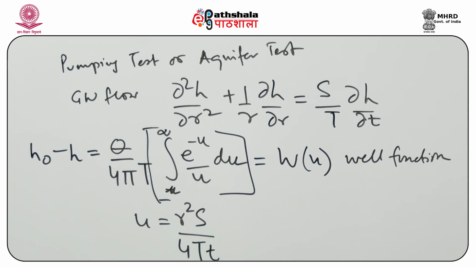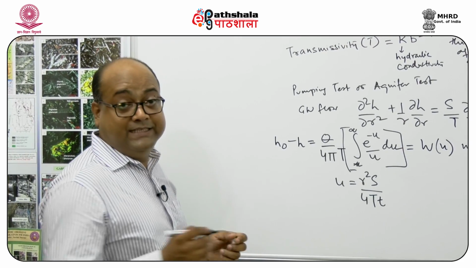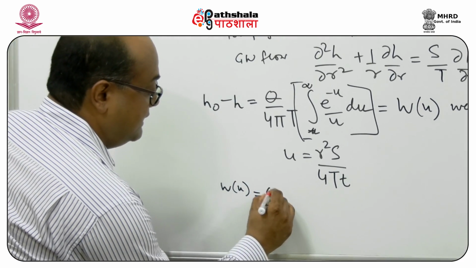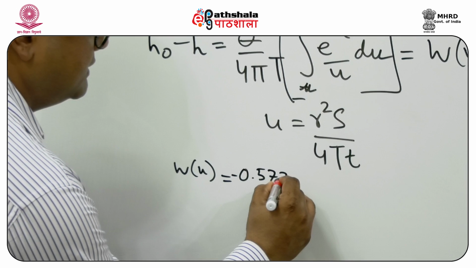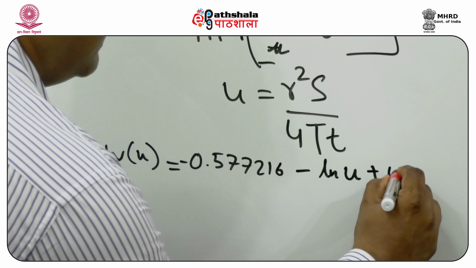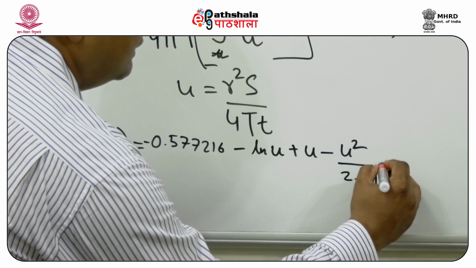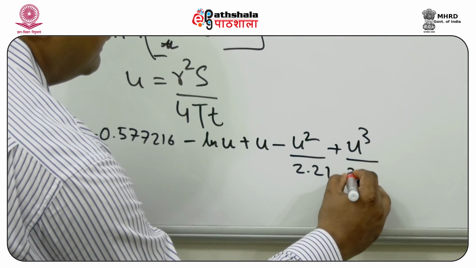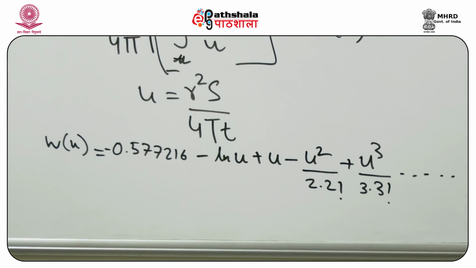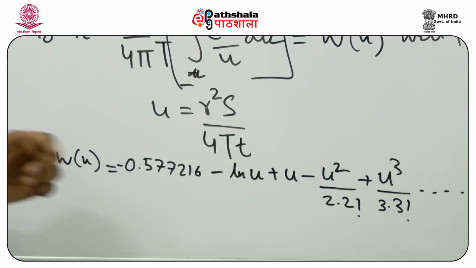The well function W(u), if we split it out, is basically an infinite series. W(u) goes like this: minus 0.577216 minus natural log of u plus u minus u²/(2·2!) plus u³/(3·3!) and so on. So it is an infinite series, and W is a function of u, as we can see here.